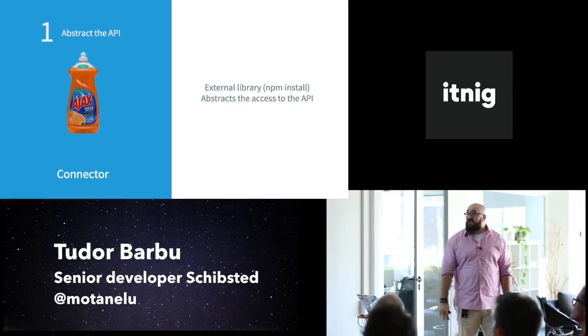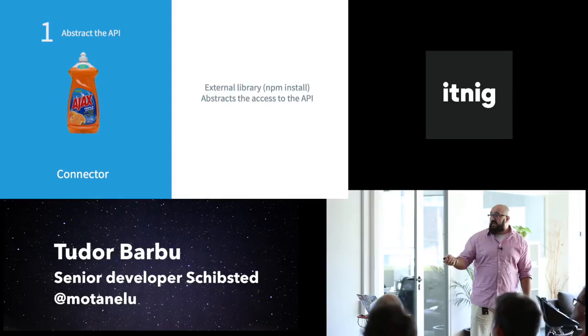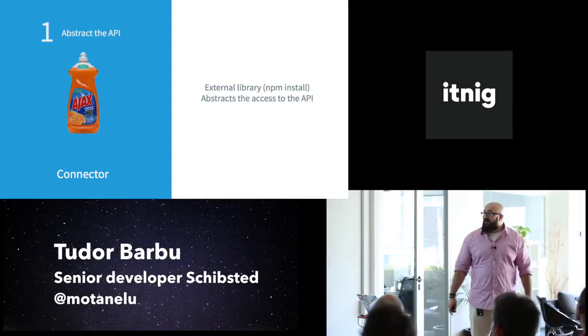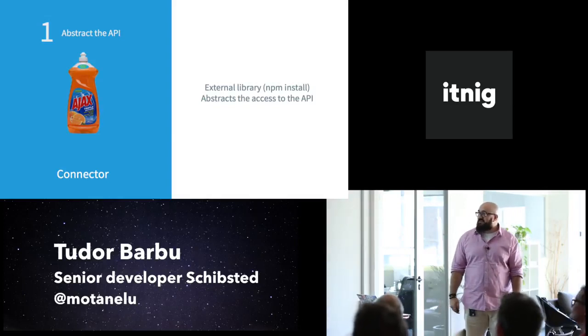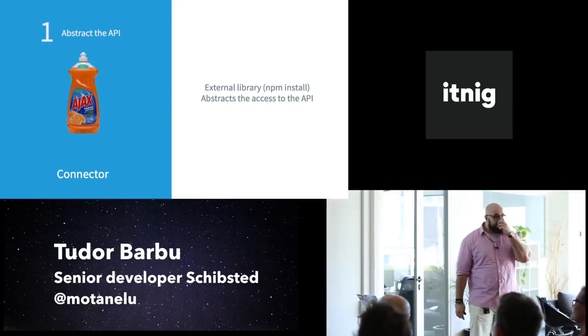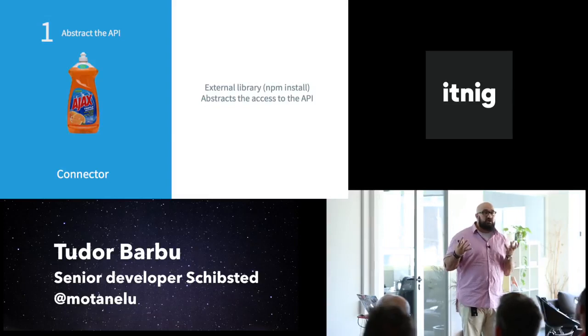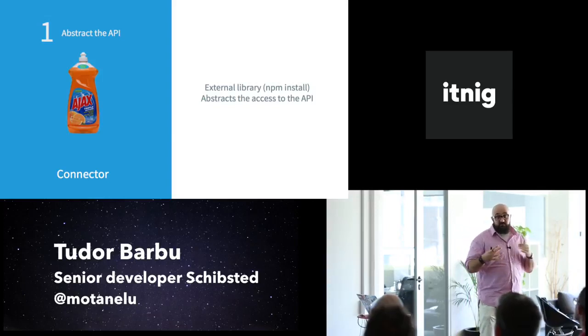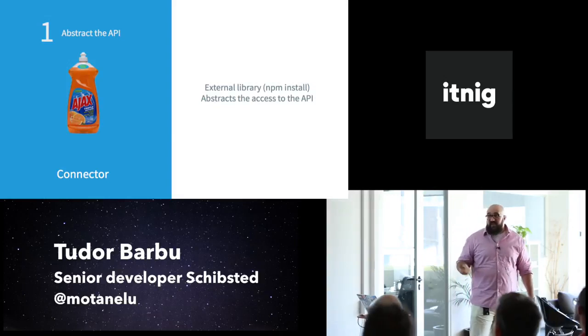So first, starting with abstracting the API, I didn't find an Ajax image, so a dishwasher will do. Basically, the first thing I did was create a component called the connector. From the widget standpoint, this was a third-party library, even if it was developed by the same team, me. And this would abstract all the access to the API, and I would npm install it in the main widget.